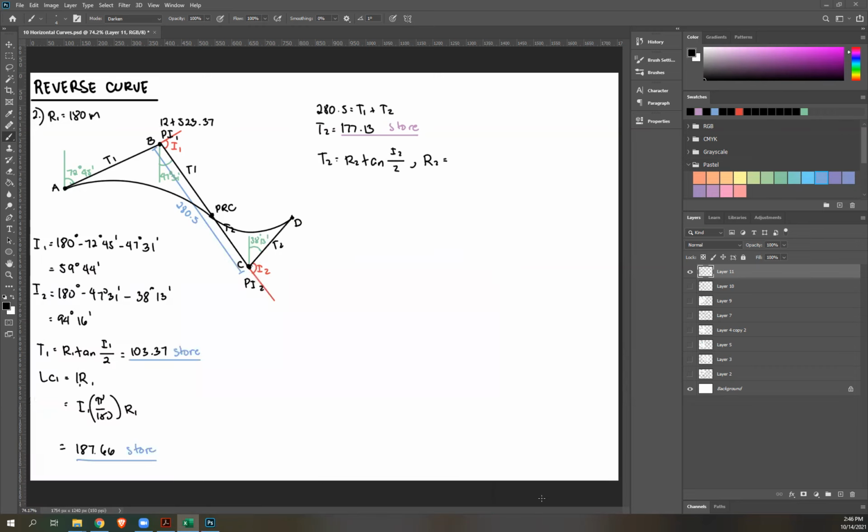Okay, it's 164.41. And that's what I need in figuring out what LC2 is. So store. So finally, let's get LC2, which is I2 R2. And then we'll multiply I2 by pi over 180. Please solve what's LC2.